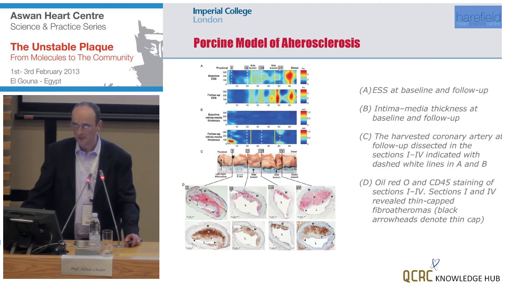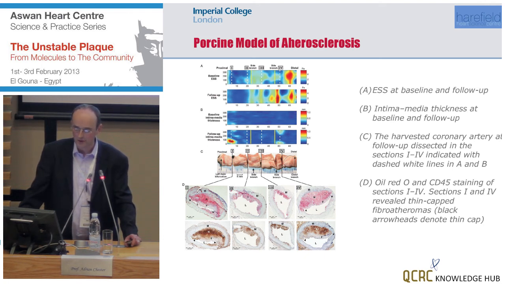Lastly, this study looked at the natural history of the atherosclerotic process in a porcine model of atherosclerosis. Here, if we look at sections 1 and 4, we see an increase in the presence of atheroma, with staining for oil red O and CD45 increased in these regions. And these were associated with areas and points of very low shear stress. So there seems to be a good correlation in experimental models as well as what is observed in humans.